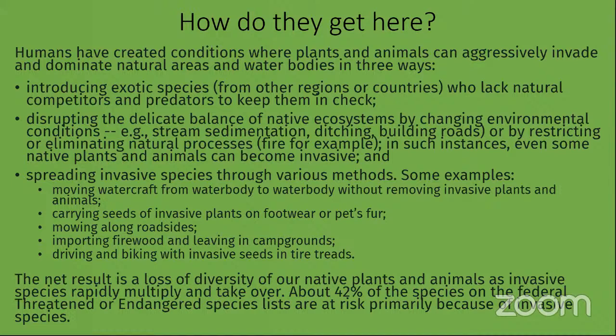So when we look at the result of all of this, it is the net loss of diversity of our native plants and animals as invasive species rapidly multiply and take over. About 42% of the species on the federal endangered or threatened species list are at risk primarily because an invasive species has invaded the area.